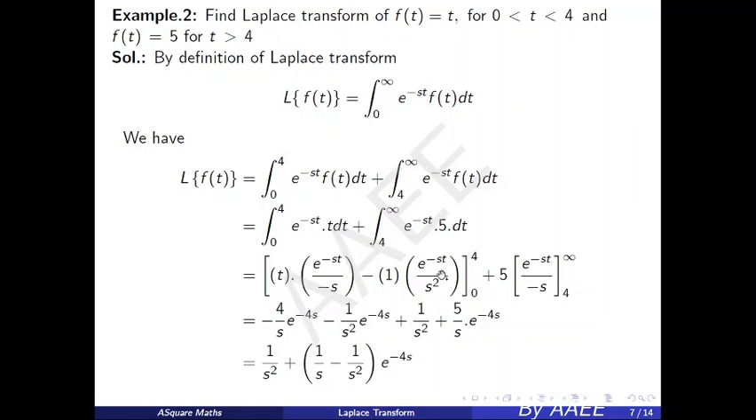E raised to 0 upon s square, e raised to 0 is 1 upon s square, plus upper limit is 1 upon infinity, it will be a 0 and lower limit is minus 5 by minus s, that is plus 5 by s e raised to minus 4s. And if you simplify, 1 upon s square is common, minus 4 by s plus 5 by s, it is 1 by s, and minus 1 upon s square will be as it is, e raised to minus 4s will be common. So it is the required Laplace transform of this function, where point of discontinuity is 4.